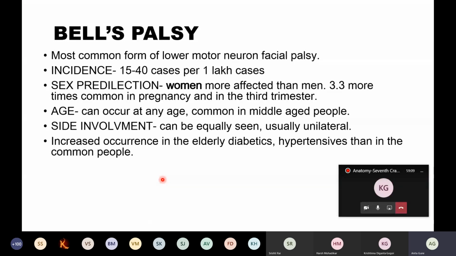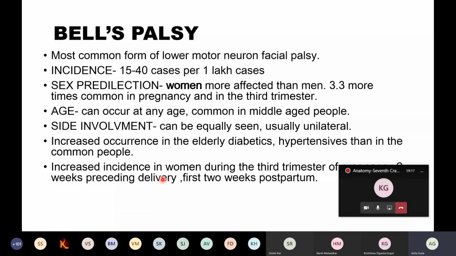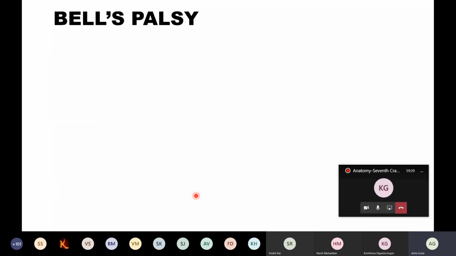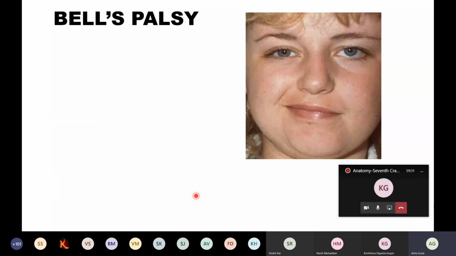Increased occurrence is seen in females, and in early diabetics and hypertensives, and obviously in women during pregnancy, or even post-delivery, that is in the postpartum. Third trimester is most common, but in the postpartum period also you can see facial palsy. The first thing you notice in Bell's palsy is asymmetry of the face. What is the etiology? What causes this?